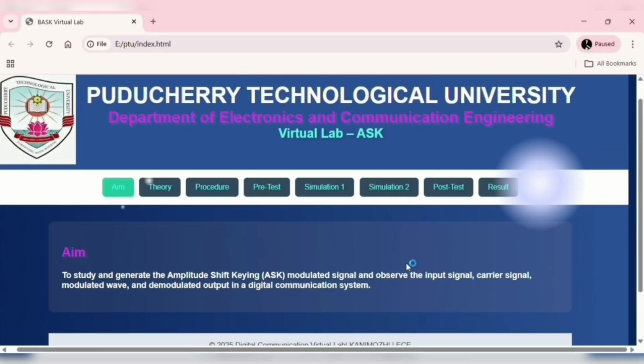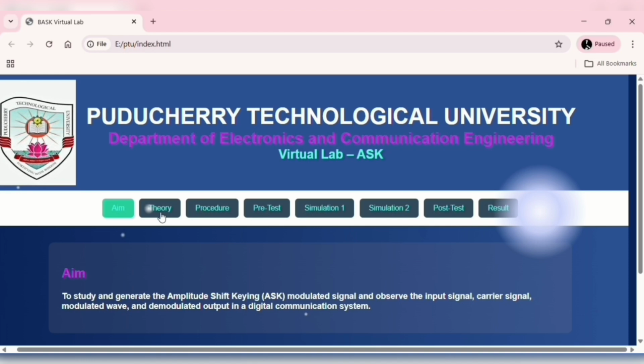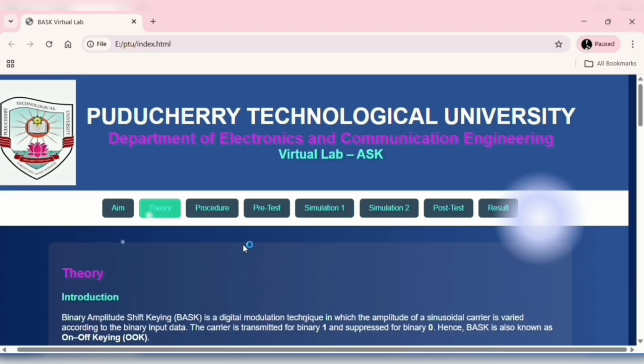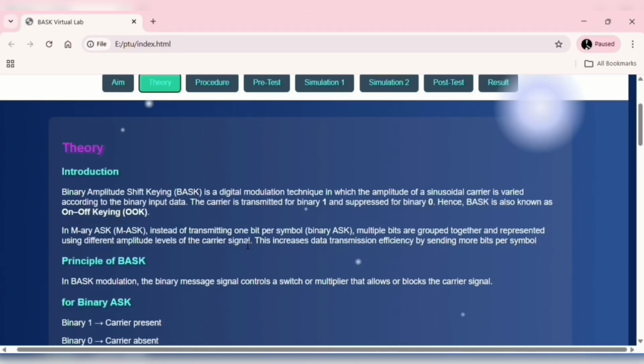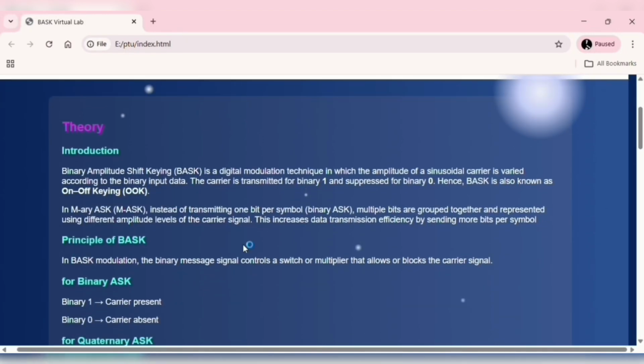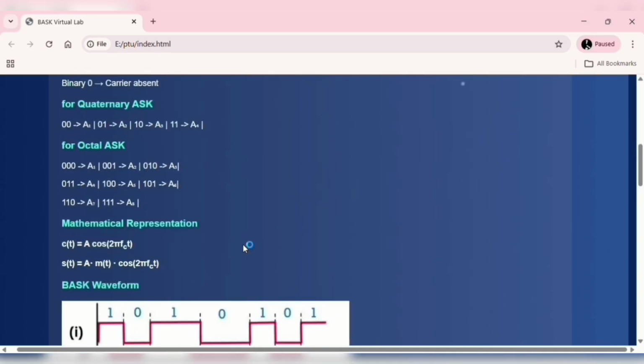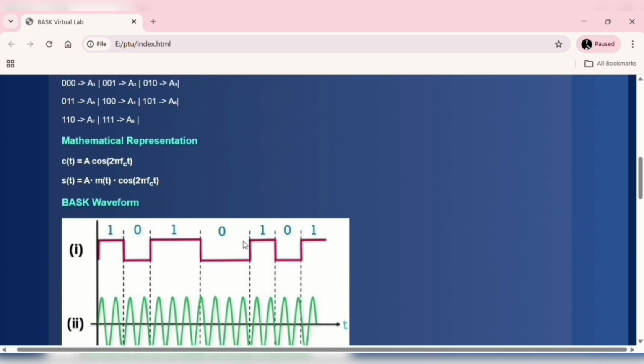Binary Amplitude Shift Keying, commonly known as BASK, is a digital modulation technique which is also called the on-off keying method. The reason behind this is when the binary input is 1, the carrier signal is transmitted, and when the binary input is 0, the carrier signal is not transmitted. Because of this behavior, BASK is always called on-off keying.